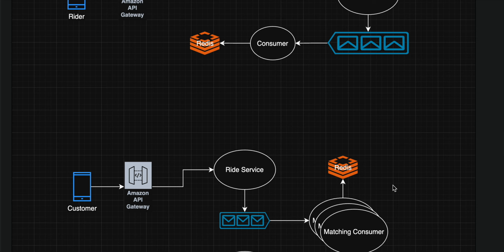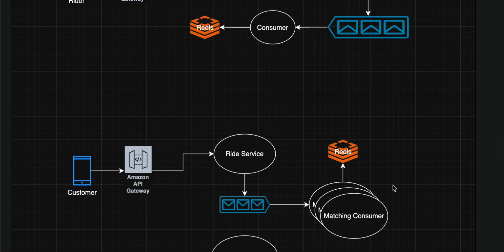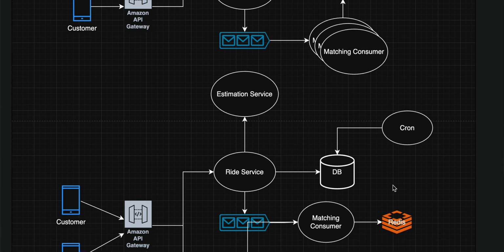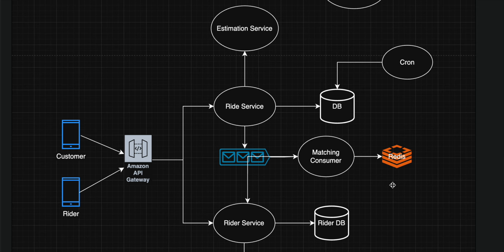So if we get n number of riders at that particular point, we will go in a loop. We will try to request rides from all the riders, and as soon as one rider accepts, we will then create the ride. So this is how it will work. Now let's see how our complete architecture will look.